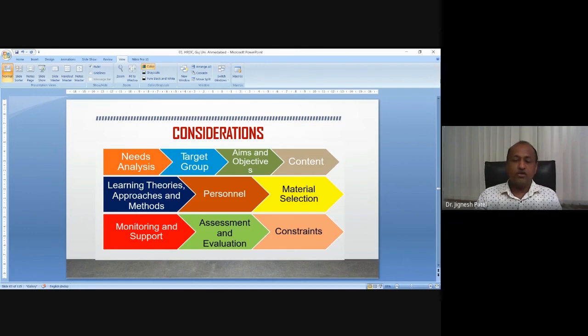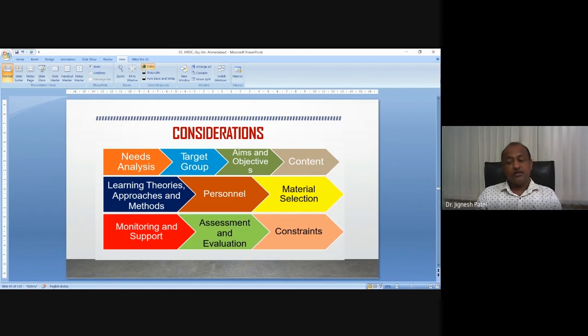Then we have to think about the aims and objectives of the curriculum. What are the aims? What objectives should be achieved at the end of the course? So that we have to focus on. Then which kind of content should be covered? That also we have to take into consideration.